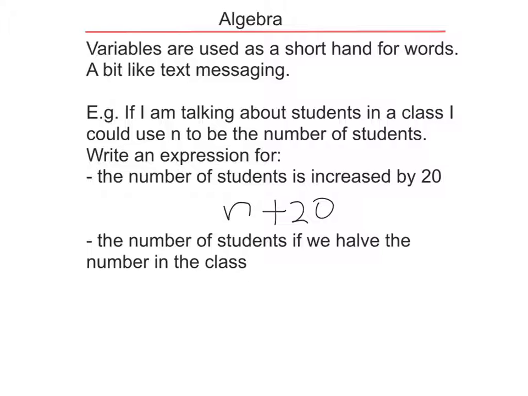The number of students if we halve the number in the class. Well, when you halve, you need to divide by 2. So n divided by 2, or n over 2, which is the same thing, that's a half, is how you would write the expression for that in algebra.